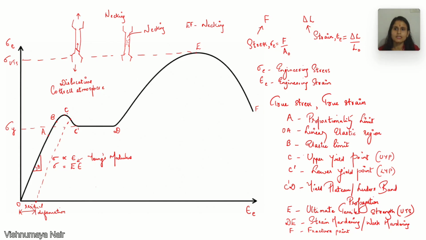So this C, that is the upper yield point, can be considered as a transient peak associated with initiation of yielding. Once the yielding starts, the stress drops to the lower yield point and the plastic deformation continues there. So we usually consider the lower yield point to be the yield strength. So this is the engineering stress strain curve of mild steel.